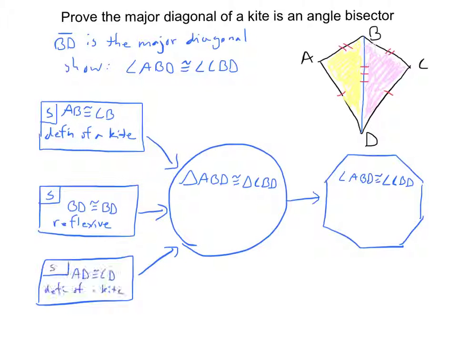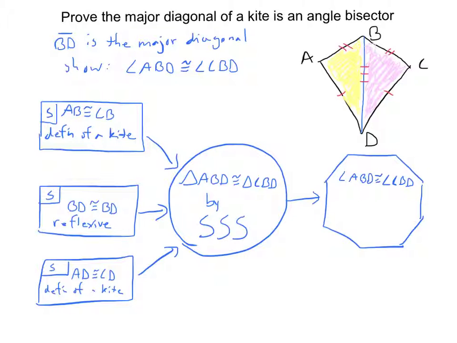So you got to make sure that you justify it. I know these top two by definition of a kite. This one was shared, that's the reflexive property. And these two by definition of a kite. And so I got side, side, side. That's my justification here. And then this part's all going to flow into that angle ABD, so that's this one.